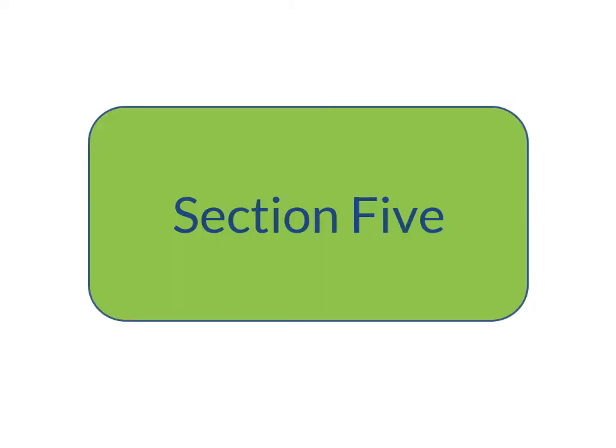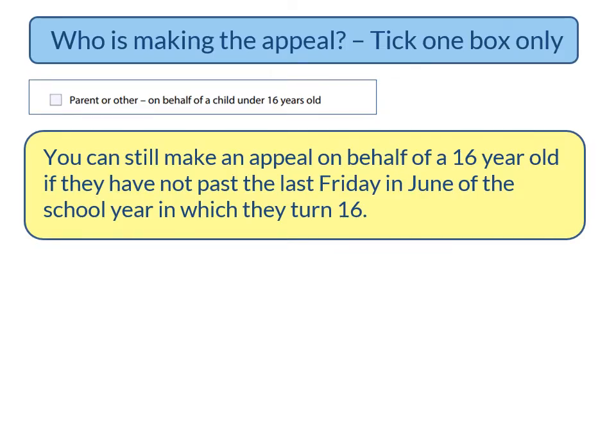Now we're going to look at Section 5 of the form, which is where you make clear who is making the appeal. Here you must tick one box only. So tick if you are making the appeal as a parent or carer or someone with parental responsibility for a child under 16 years of age. But remember, you can still make an appeal on behalf of a 16-year-old if they have not yet passed the last Friday in June of the school year in which they turn 16.